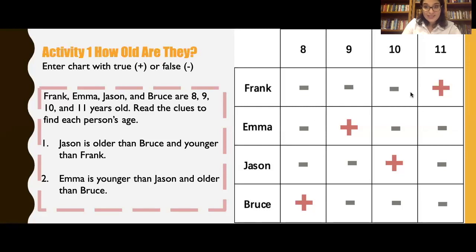So this is a very useful way of collecting data and recording it in a way that helps you figure things out, so you don't have to keep all of these in your brain.